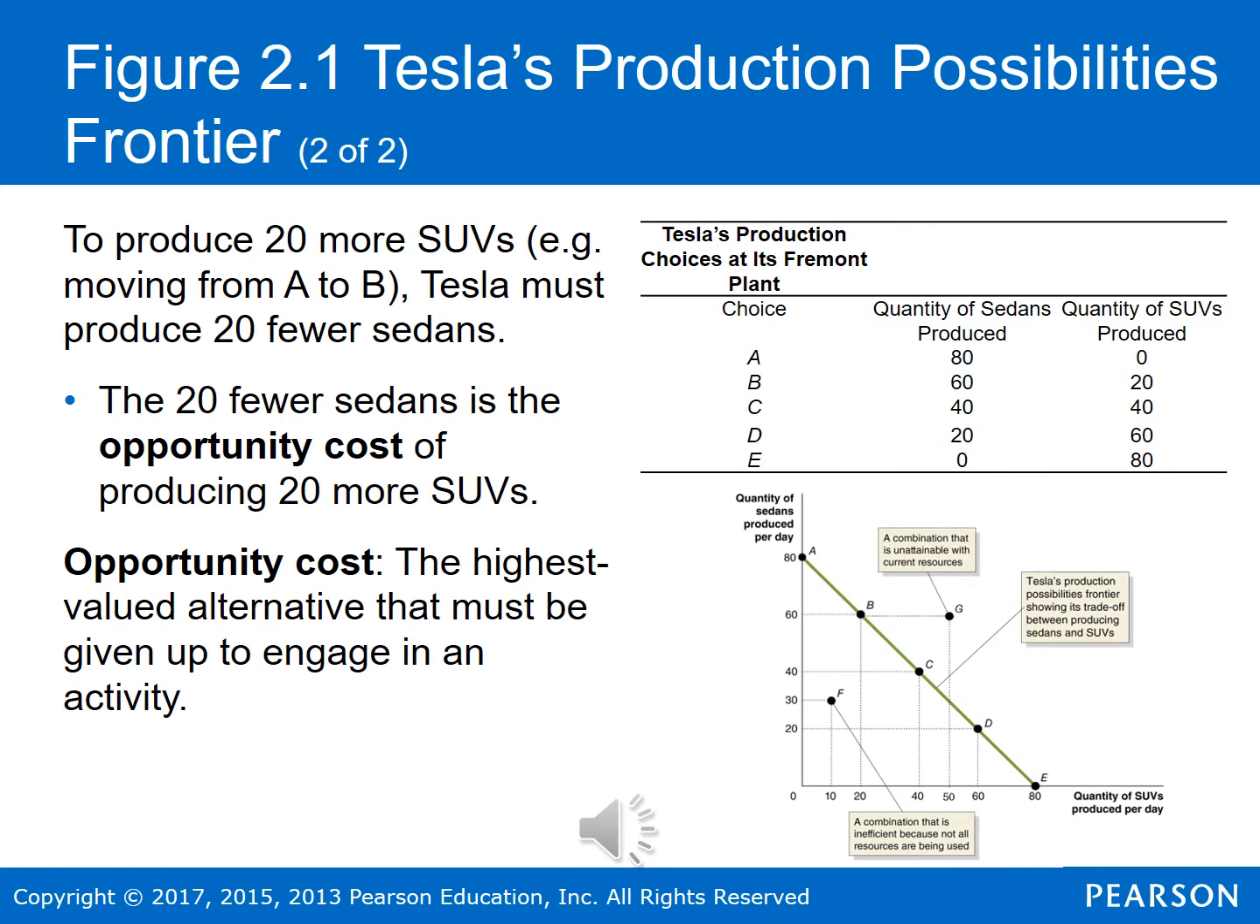So if Tesla is producing efficiently and they're on that line on the production possibility frontier, the only way for them to produce more sedans is to produce fewer SUVs. So remember opportunity cost from chapter 1. The cost of an activity is actually the highest valued alternative that must be given up to engage in that activity. So if Tesla wants to produce, say in this case, 20 more SUVs, they're going to have to produce 20 fewer sedans. So they're going to have to give up those 20 sedans, and that's the opportunity cost in this case.